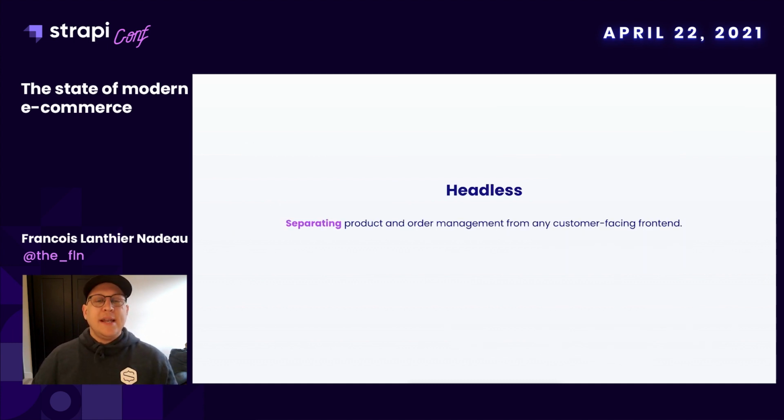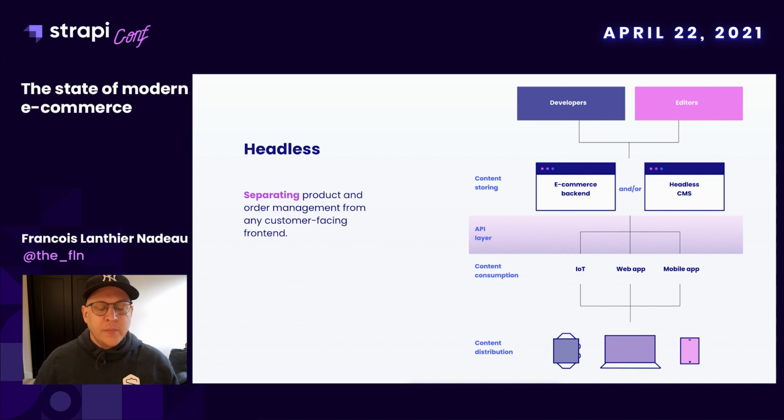Okay, headless now as a paradigm. Working definition here could look like separating product and order management from any customer-facing front end. So what are we doing? We're focusing on decoupling data from presentation, and we do this by using an API layer in between both parts.